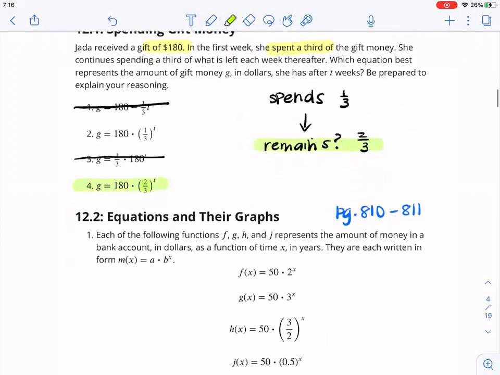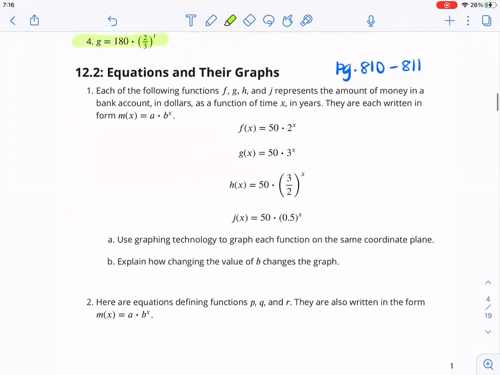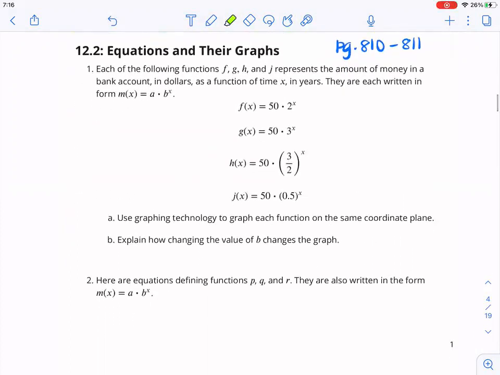All right, 12.2 is equations and their graphs. This is going to be found on page 810 and 811. Number 1 says each of the following functions, f, g, h, and j, represent the amount of money in a bank account in dollars as a function of time x in years. They are each written in the form m of x equals a times b to the x power.